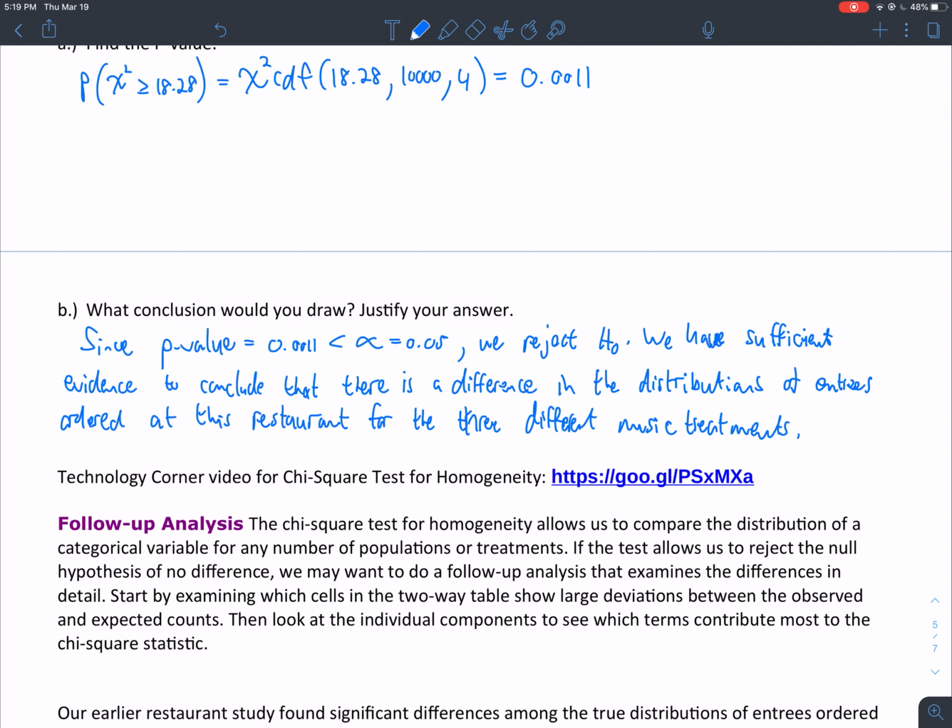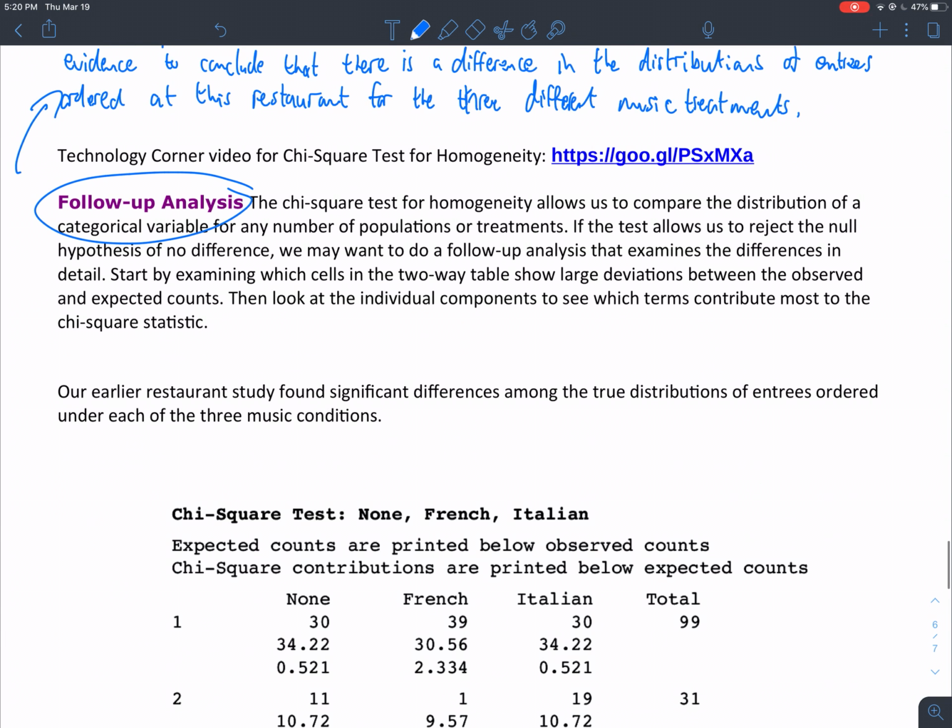Now, that maybe doesn't seem too astounding or important or great of a result. So what, right? And that's where the follow-up analysis comes in. So this is a very powerful result. You are saying that it makes a difference which music I play, according to which entree people order. So then we have something called the follow-up analysis.